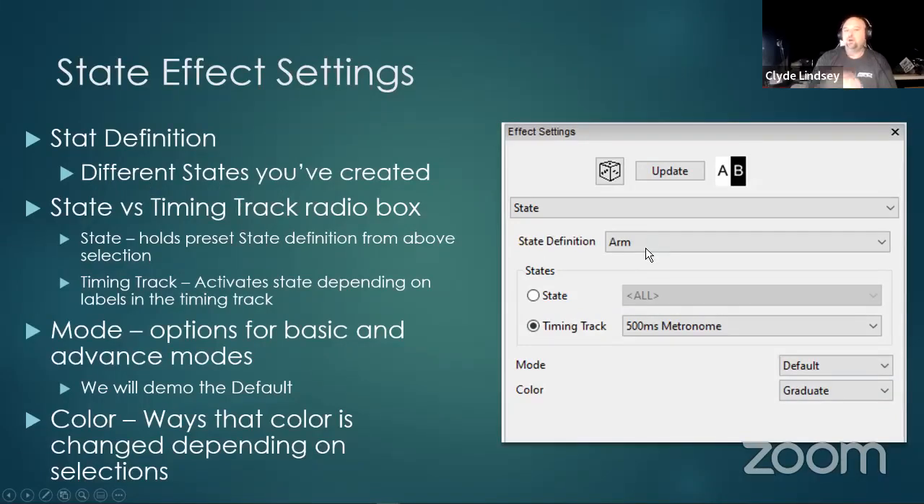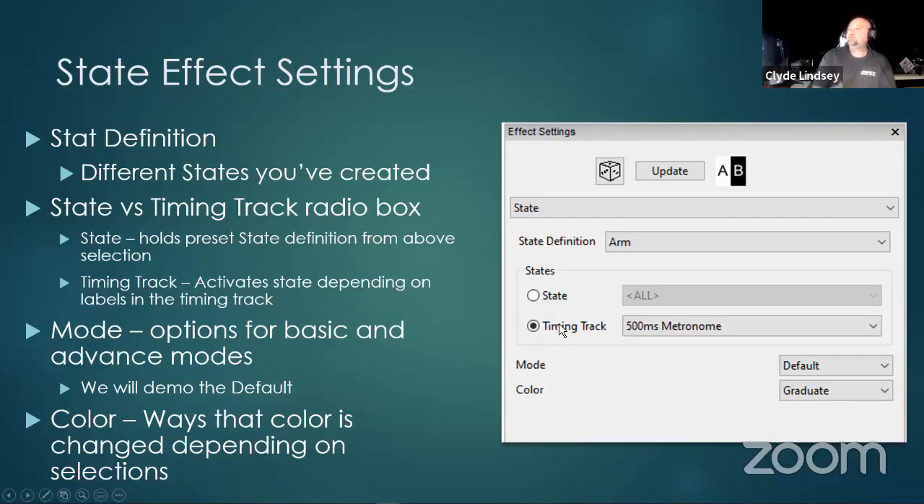The state definition is the different states you've created. So if you have a drop down here, it gives you a selection of arms. Maybe it's rings, maybe it's something different, maybe it's on the snowflake, or maybe it's toy soldier, movement 1, movement 2, or something to that effect. The state versus timing track radio box: you can't select both of them at the same time. It's either one or the other. You can place the state effect down and tell it to select a state that you created and always display that state. Then it won't rely on the timing track.